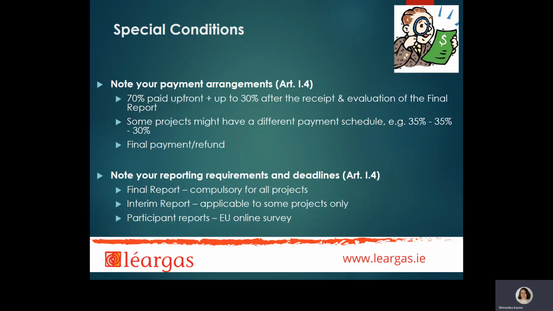All KA1 projects include the submission of participants' reports and a final beneficiary report after the project has ended. You may also need to submit progress or interim reports depending on the payment structure for your project. Your grant agreement includes information on the reporting structure for your project and the deadlines for report submission in Article 1.4.